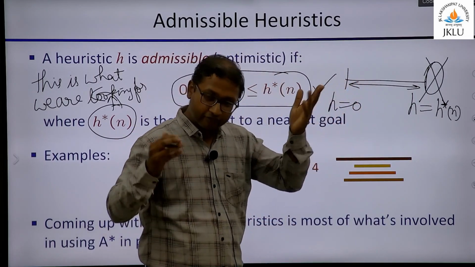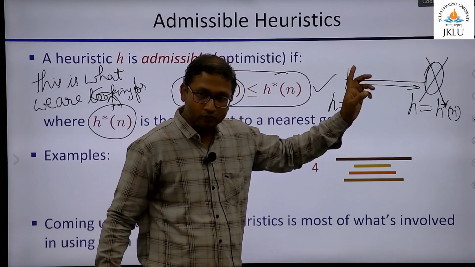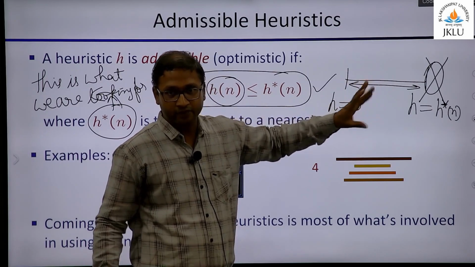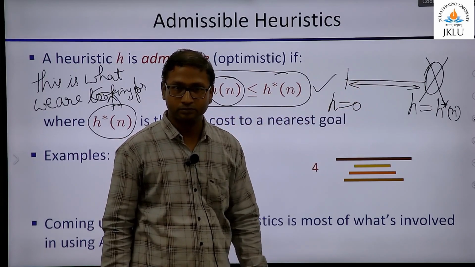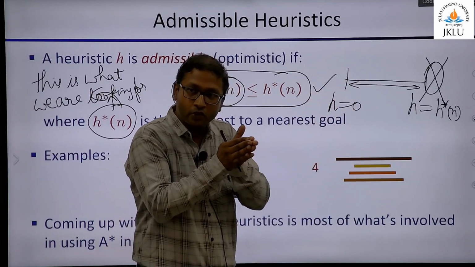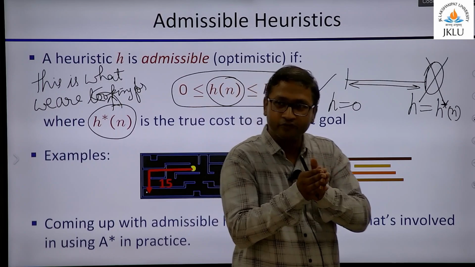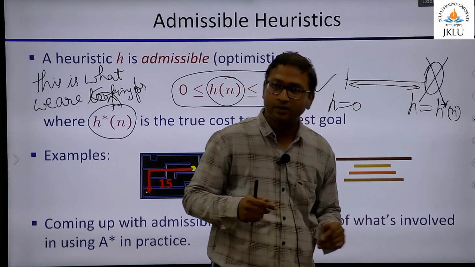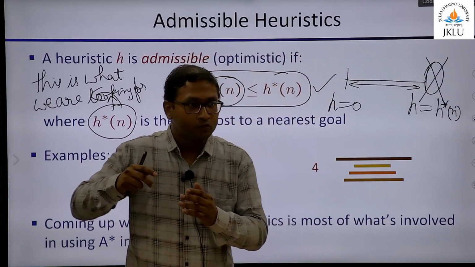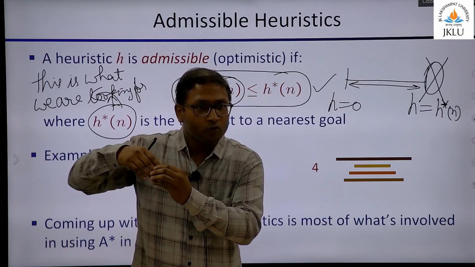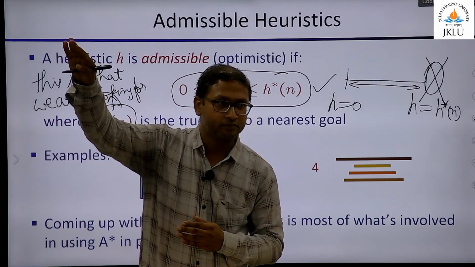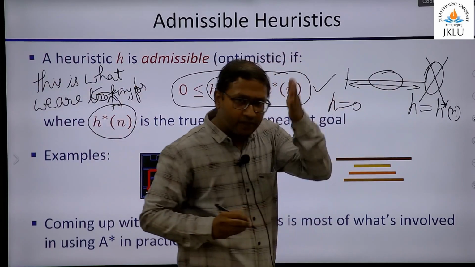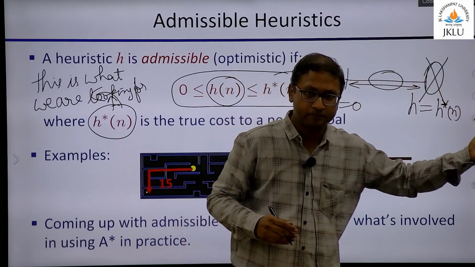Tell me roughly, where will a value of h be more effective compared to other values? See, if you are closer to 0, you have more component of UCS. If you are closer to h star, you are basically more towards a solved problem. So that's not the case either, right? So somewhere in between. I'm not saying it's the midpoint, because this scale might not be linear.